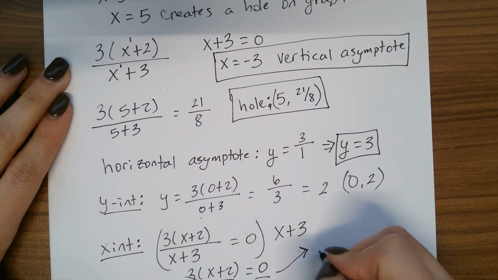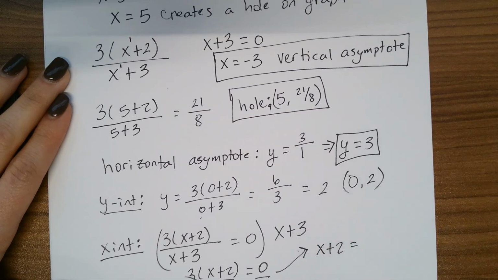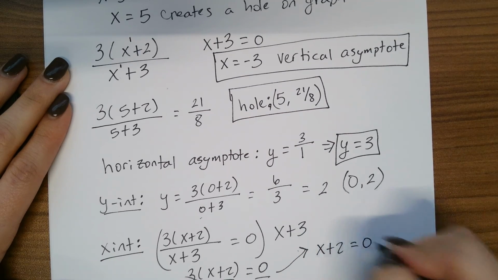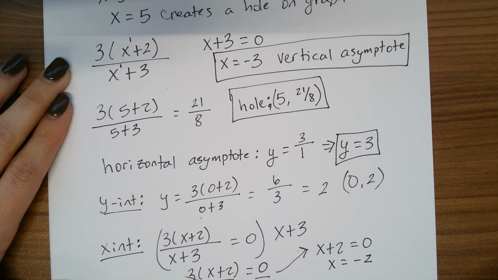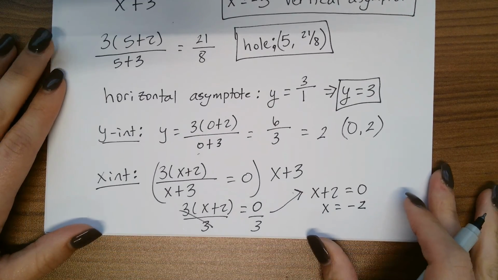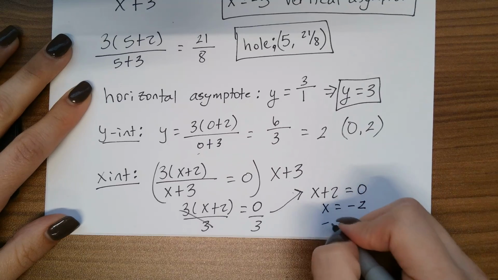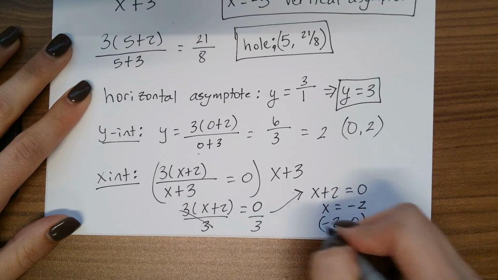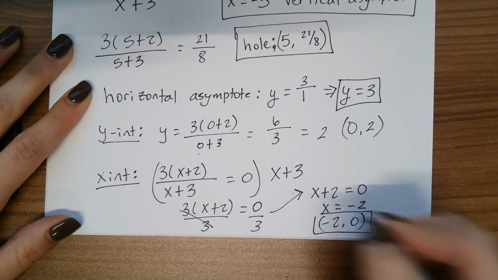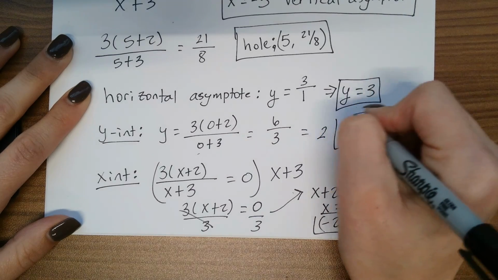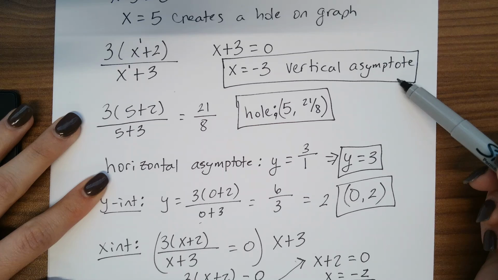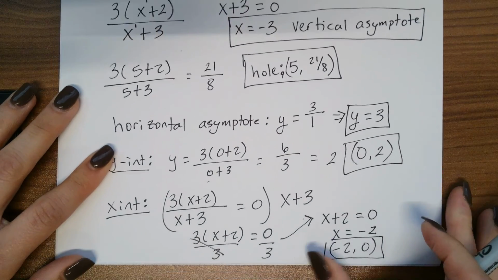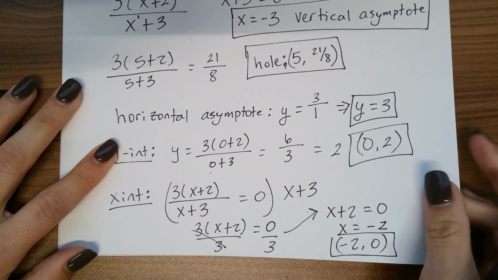My 3's cancel out, and I end up with x plus 2 equals 0 over 3, which is 0. So x is equal to negative 2. So my x-intercept, sorry you couldn't see that, is negative 2, comma 0. So there's my x-intercept, here's my y-intercept, my horizontal asymptote, the hole, and the vertical asymptote. So I found everything that the question asked for, so I can go ahead now and sketch my graph.